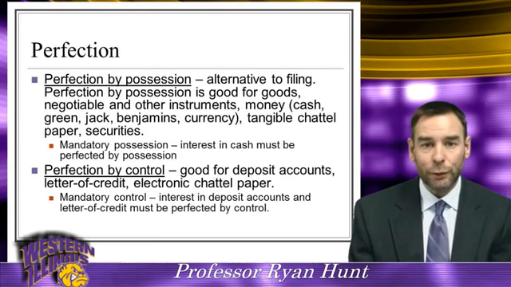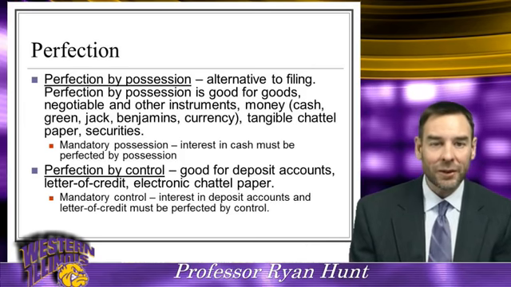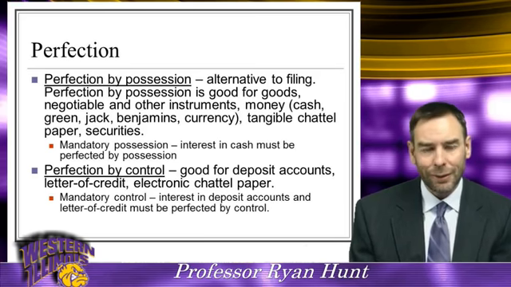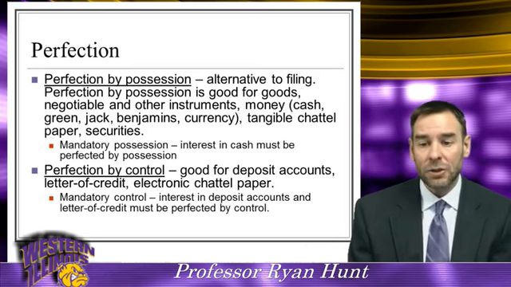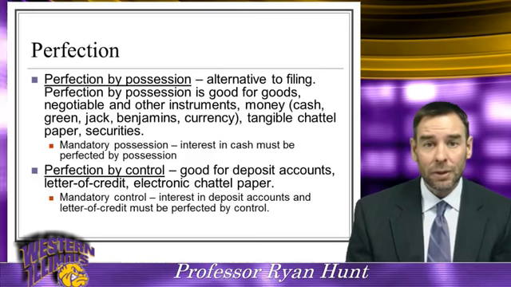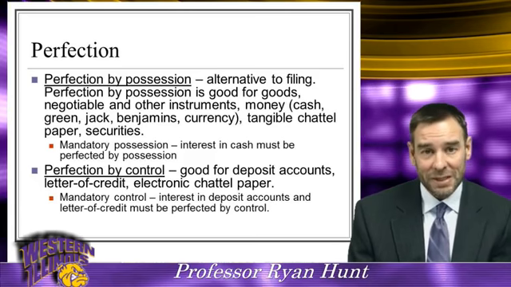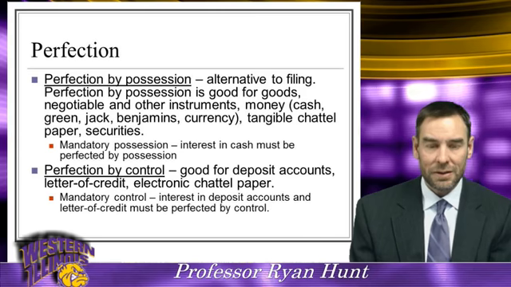Perfection by possession is good for goods, tangible personal property. You can take possession of them. Negotiable instruments, other instruments, promissory notes, things like that, if you take possession of them. Money, cash. The only way, in fact, to perfect your security interest in cash is to take possession of it. You can't file a security statement saying, I have an interest in that guy's cash. You have to take it. Or tangible chattel paper, an actual consumer installment agreement that's in writing on paper. You can take possession of that. That'll give you perfection over other creditors' claim to it, or certain securities.